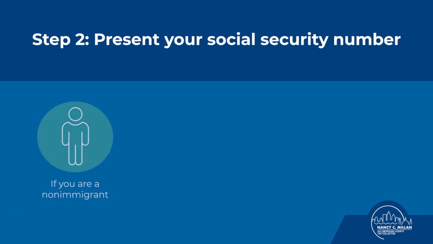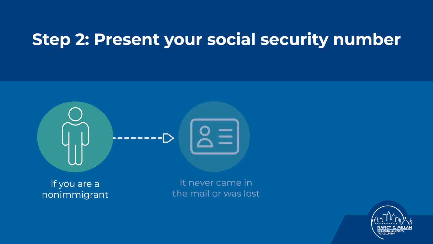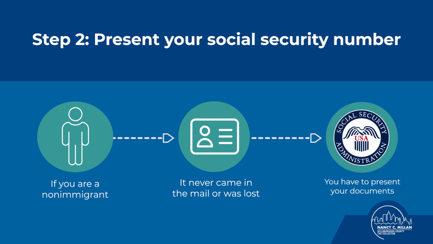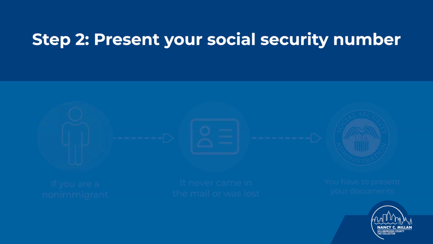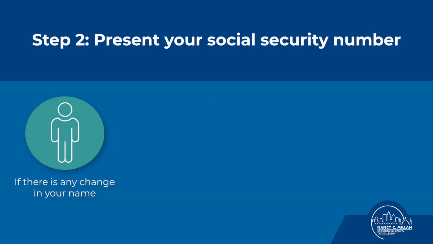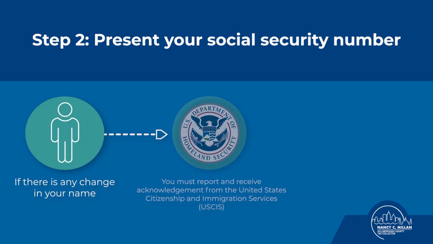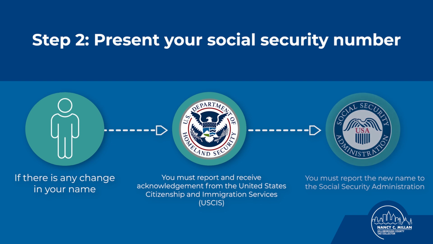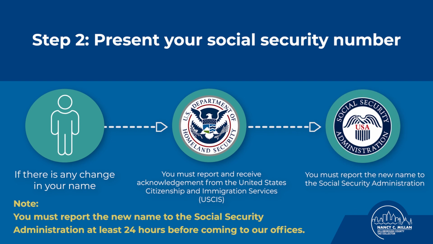However, if you are a non-immigrant and at some point you were issued a Social Security card and it never came in the mail or was lost, you need to make sure you get your Social Security documents and present them in our offices. If there is any change in your name, you must report and receive acknowledgement from the USCIS. In addition, you must report the new name to the Social Security Administration at least 24 hours before coming to our offices.